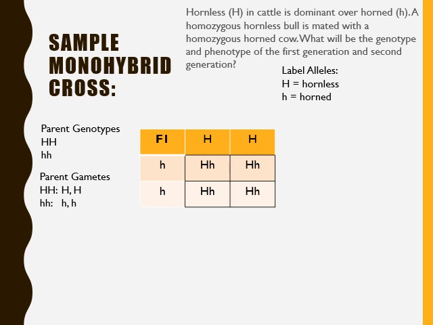We do that for each box. Fuse them together, and you end up with a genotypic ratio of 1 to 0. Every single one of these is heterozygous, just like in our last problem. And our phenotypic ratio is 1 hornless to 0 horned. Can we stop there? No, because we look at the rest of the question and it says, tell us about the F2 generation.